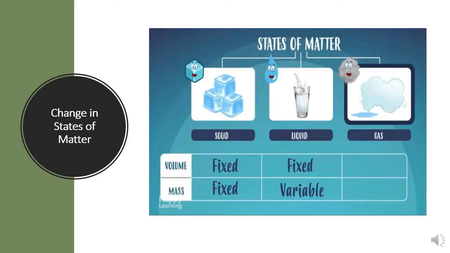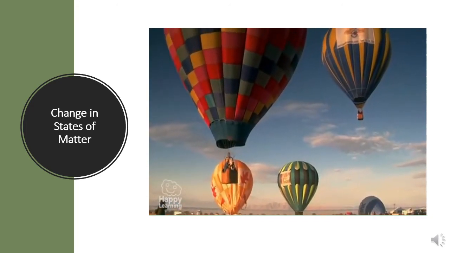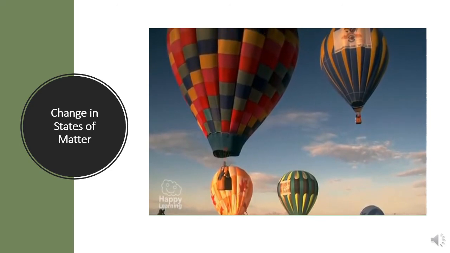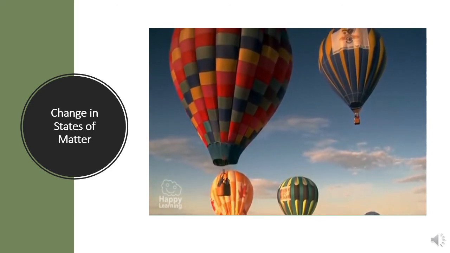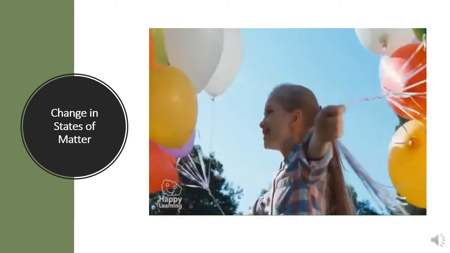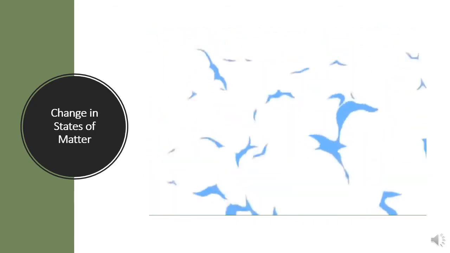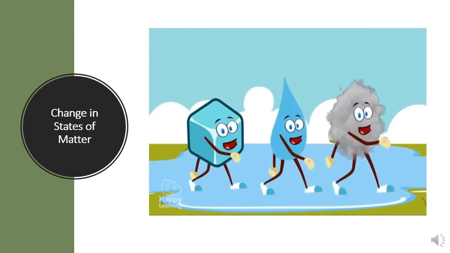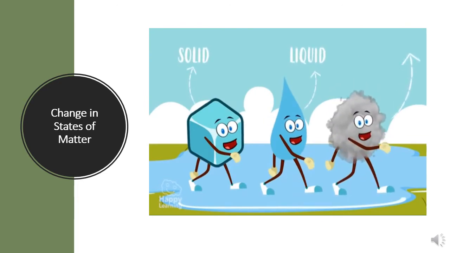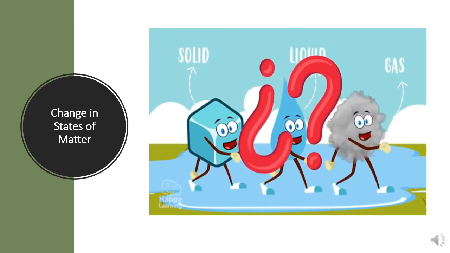Gas state is characterized by having a variable volume and size. In the same way that liquids take the shape of the container holding them, but gases always occupy the full volume of the container. Now we know about the three states of matter. But do you know how we can change from one state to another?